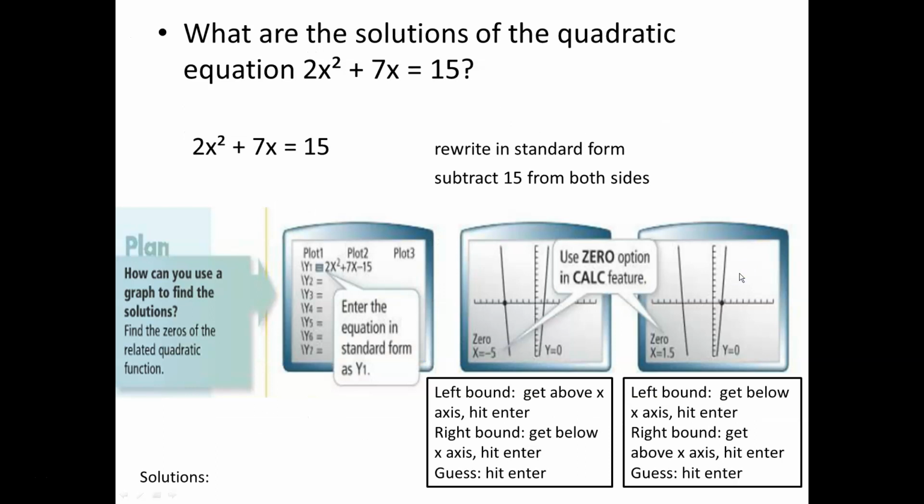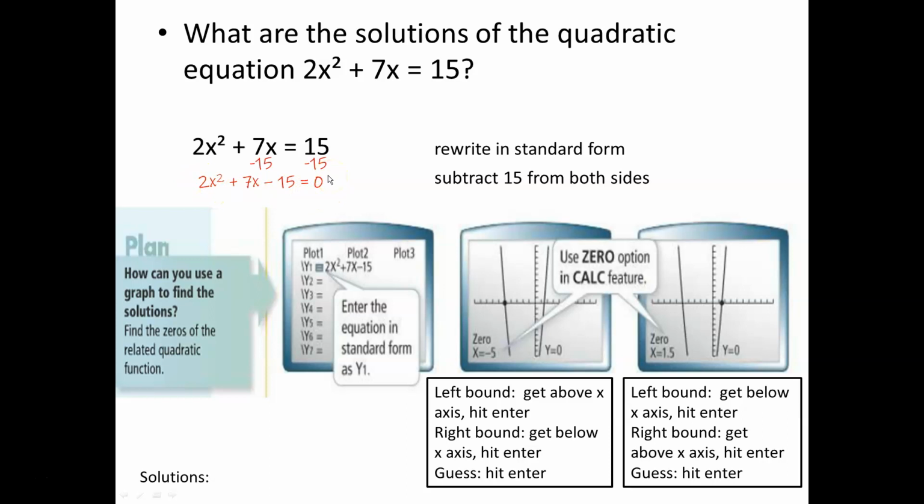So, what are the solutions of the quadratic equation 2x squared plus 7x equals 15? Well, step 1, we always have to make it equal to 0. So we have to subtract 15 from both sides. And this has an x, this doesn't, so we cannot combine them. So we get 2x squared plus 7x minus 15 equals 0. Now that we have this, let's use our calculators.